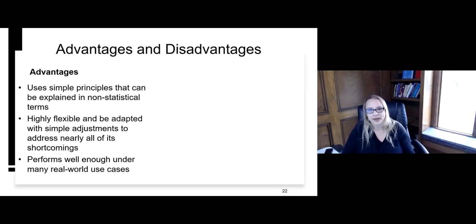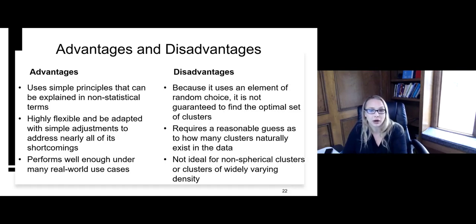Next, let's talk about the advantages and disadvantages of the k-means clustering algorithm. Starting with the advantages, it uses simple principles that can be explained without statistical terms. That can be a benefit if you want to explain it to others or convince others to act on your insight. It's also highly flexible and can be adapted with simple adjustments to address nearly all types of shortcomings that you might see. It performs well under many real-world applications, and it's frequently used in practice, particularly in marketing.